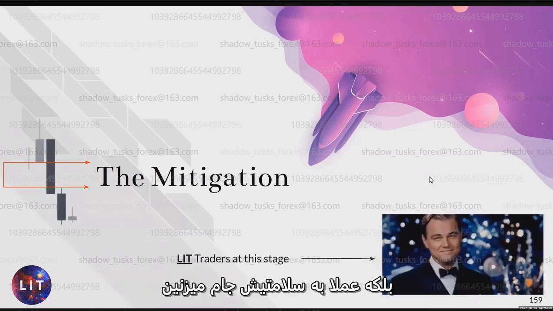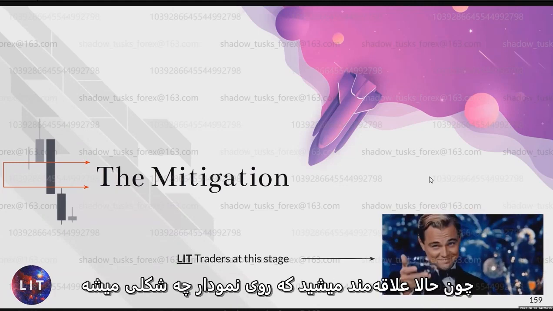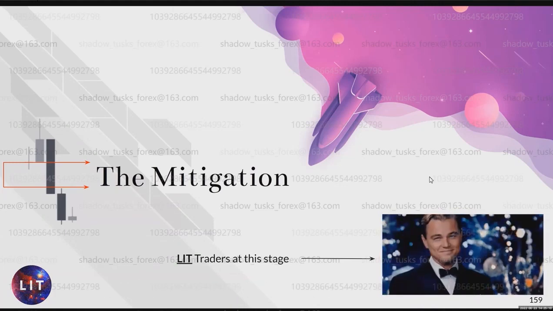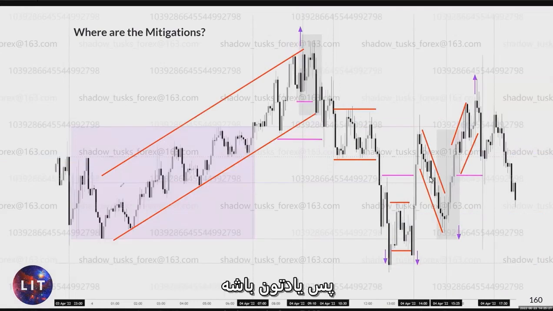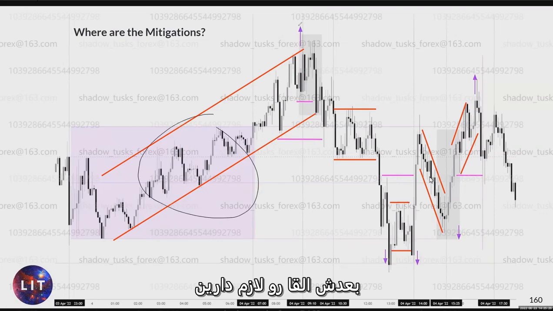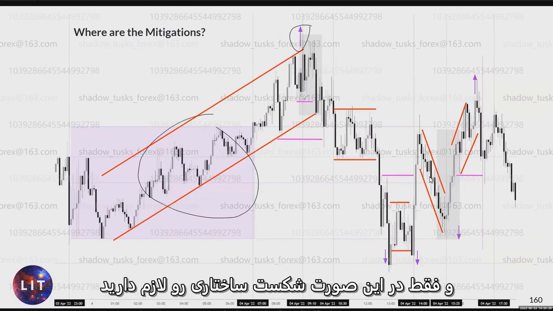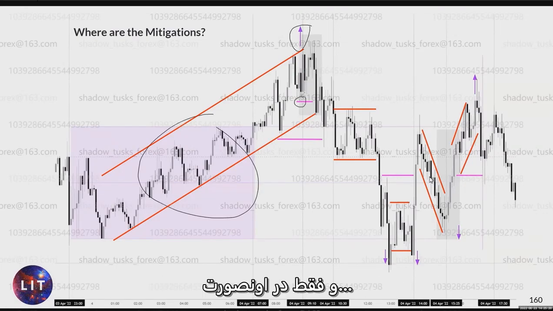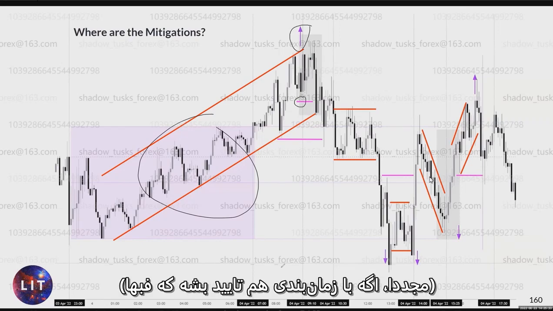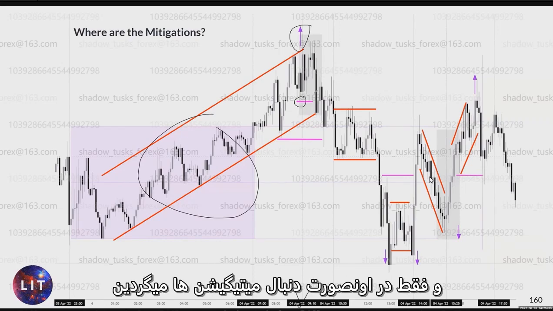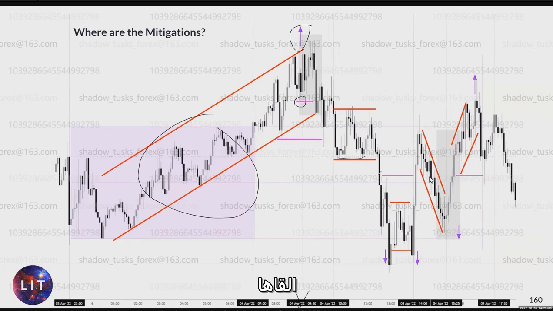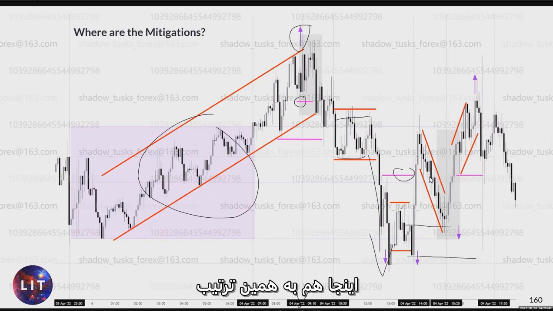You will be literally cheering, because now you're getting interested. How does it look like? Where are the mitigations now? So remember, first you need the build up, then you need the inducement, only then you need the relevant break of structure, and only then, again, if it's confirmed with timing, even nicer, and only then you look for mitigations. Build-ups, inducements, break of structures, mitigation. Right, so same thing.